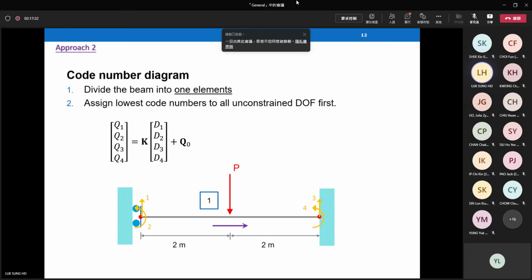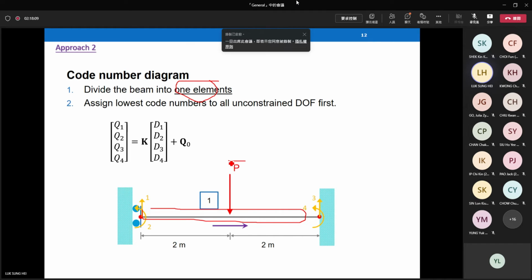Then what about the second approach? In approach 2, instead of using 2 elements, I would like to use only one single element. Let me change the color. Then what about the structure? It will become like this. If you change the whole structure to one beam element, then you have only 2 nodes, one on the left, one on the right, and you have 4 degrees of freedom: 1, 2, 3, 4.